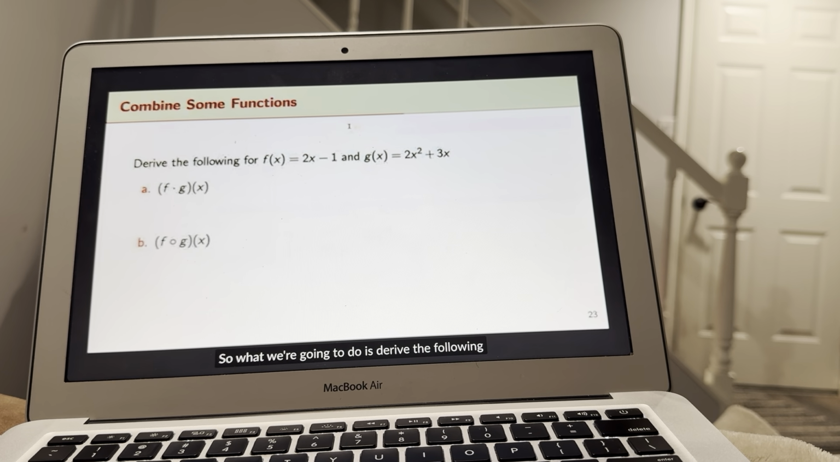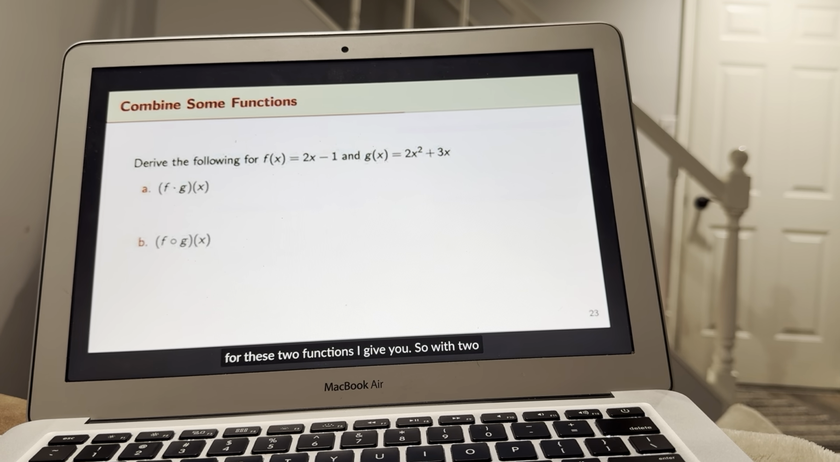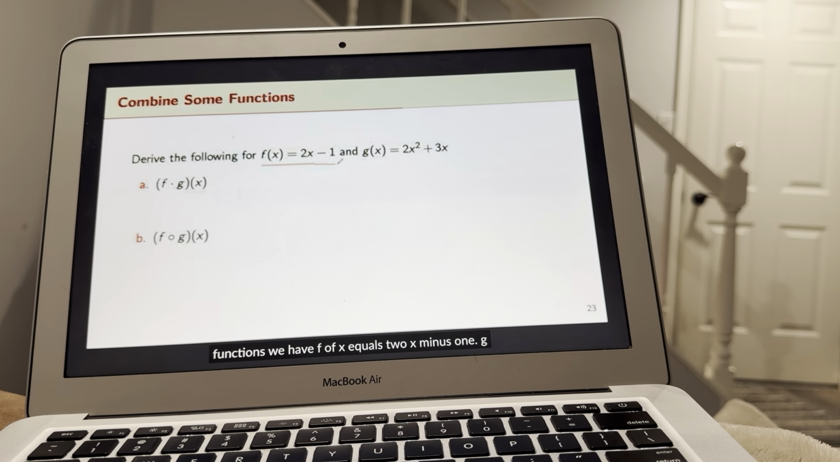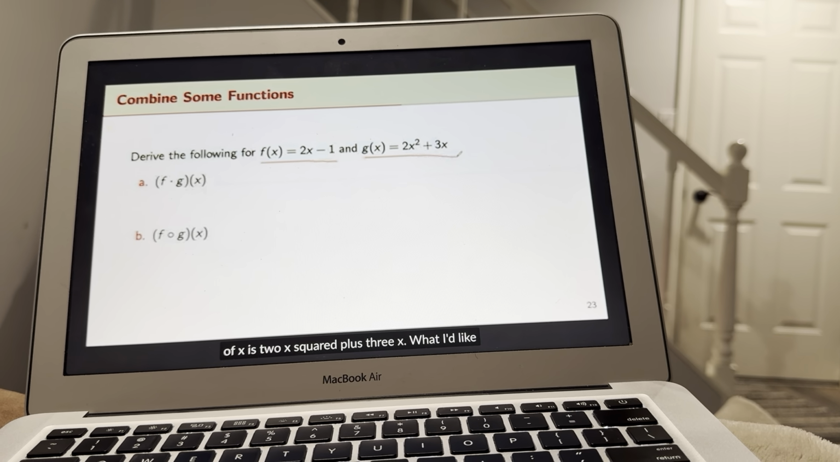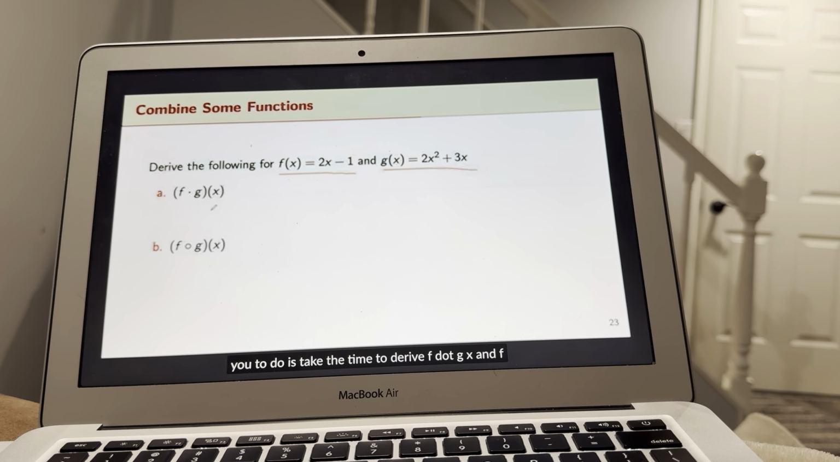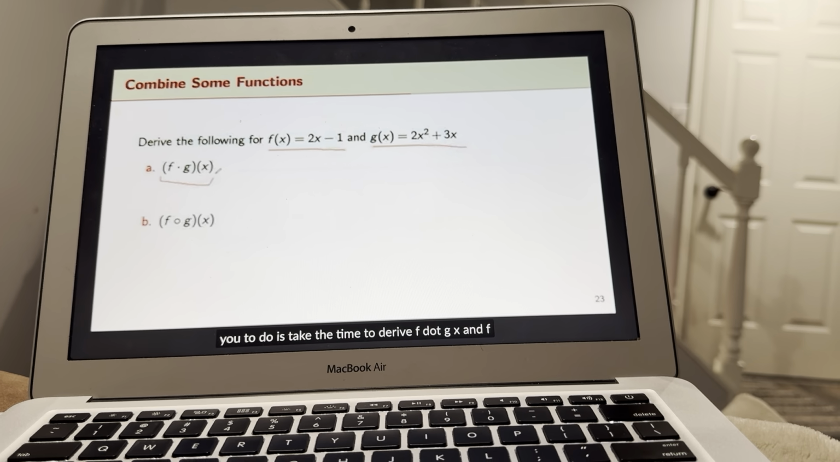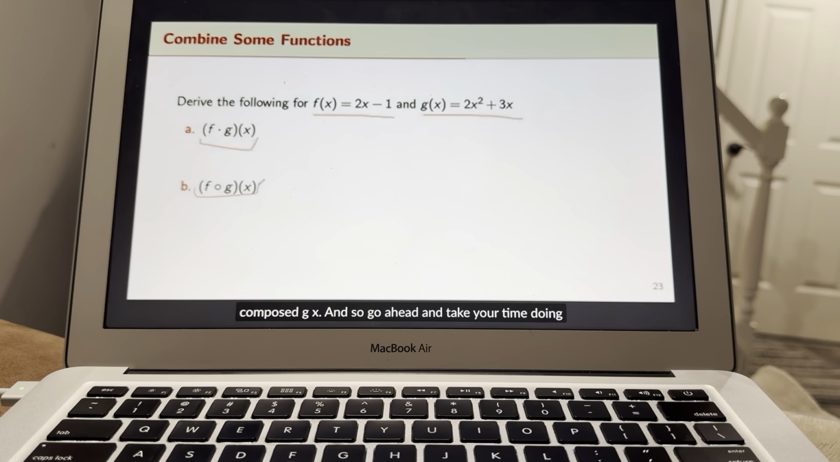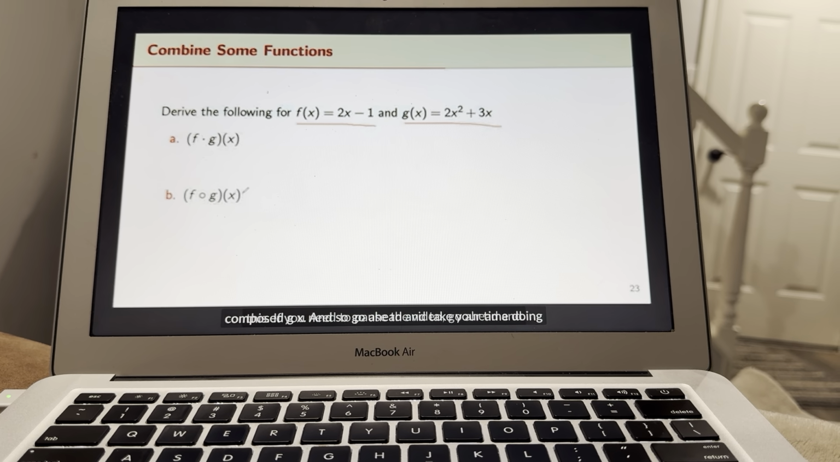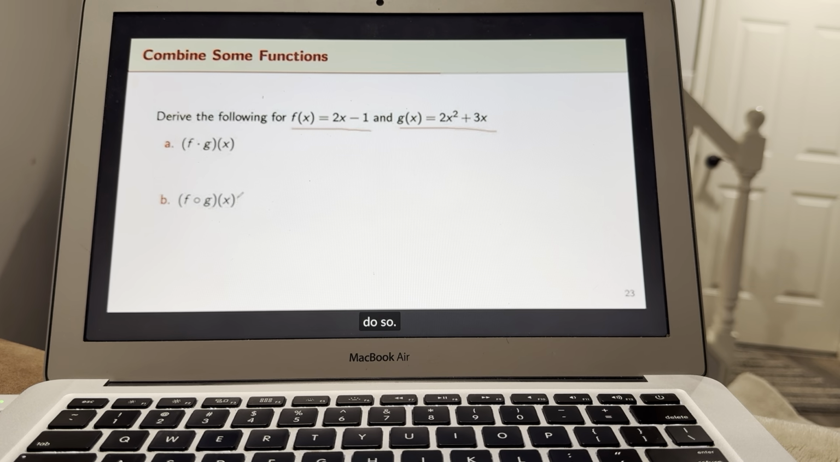So what we're going to do is derive the following for these two functions I give you. We have f of x equals 2x minus 1. g of x is 2x squared plus 3x. What I'd like you to do is take the time to derive (f dot g)(x) and (f composed g)(x). So go ahead and take your time doing this. If you need to pause the video, go ahead and do so.